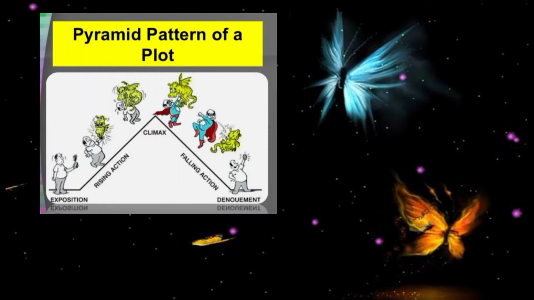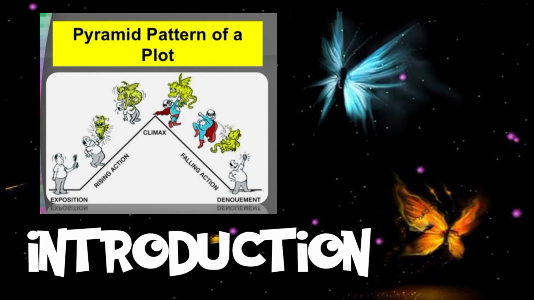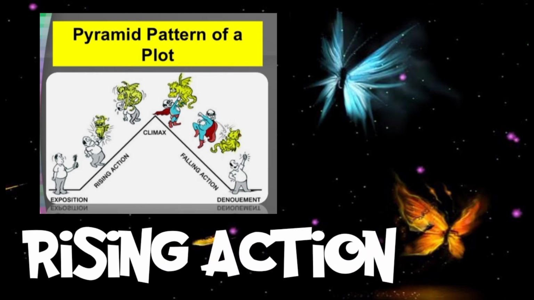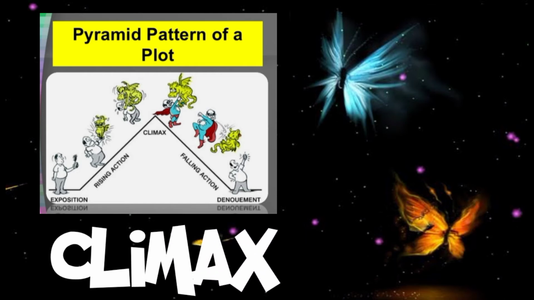The first stage is the introduction, the beginning of the story where the characters and the setting are revealed. Second, we have the rising action. This is where the events in the story become complicated and the conflict in the story is revealed, or events between the introduction and climax. The climax is the highest point of interest and the turning point of the story. The reader wonders what will happen next. Will the conflict be resolved or not?